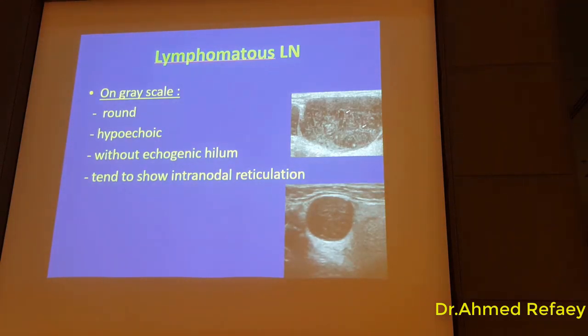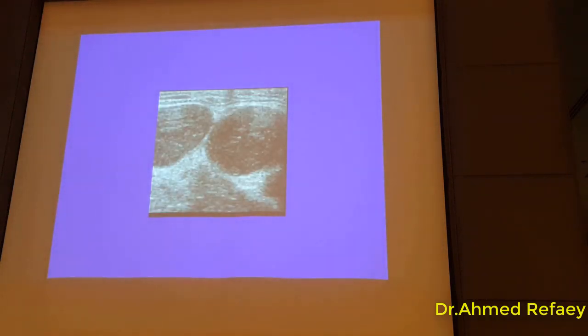Coming to the lymphomatous lymph node, in grayscale, it is rounded like a metastatic lymph node, hypoechoic like a metastatic lymph node, and without an echogenic hilum, also like a metastatic lymph node. But one of the features of the lymphomatous lymph node is that it has internal reticulation, as you see here. This is one of the features of lymphoma or lymphomatous lymph node.